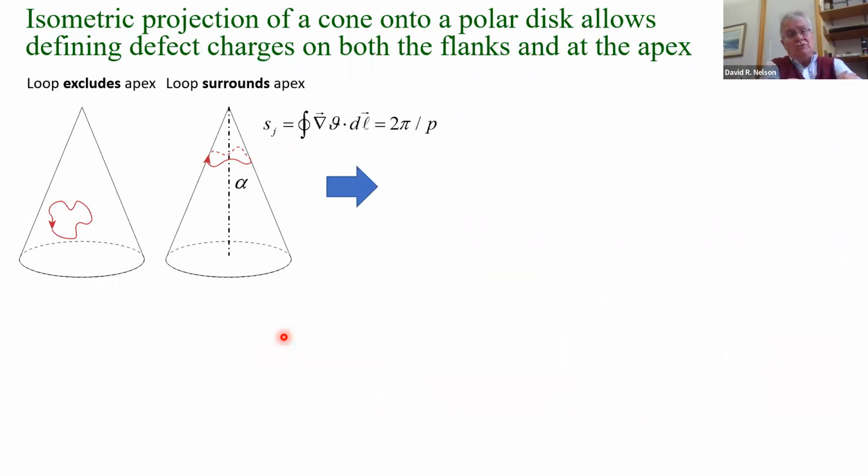And of course, there can be defects. There's effectively a defect at the apex of the cone. We sometimes call it the central charge. And this central charge will interact with other defects. I'll talk about that in a minute.